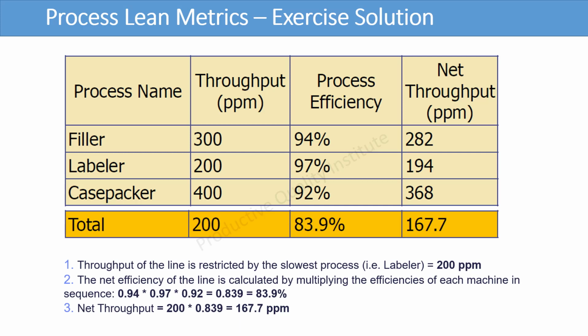1. Throughput of the line is restricted by the slowest process. For example, for the labeler the throughput is equal to 200 parts per minute. 2. Net efficiency of the line is calculated by multiplying the efficiencies of each machine in sequence, which is equal to 83.9%. 3. Net throughput is equal to 167.7 parts per minute.